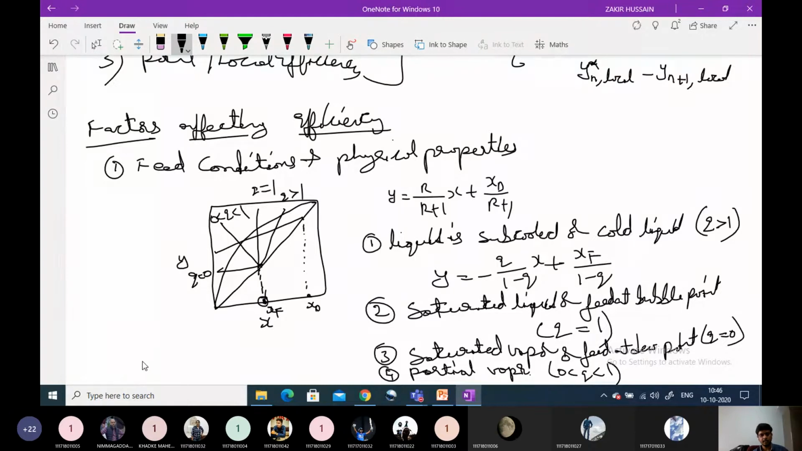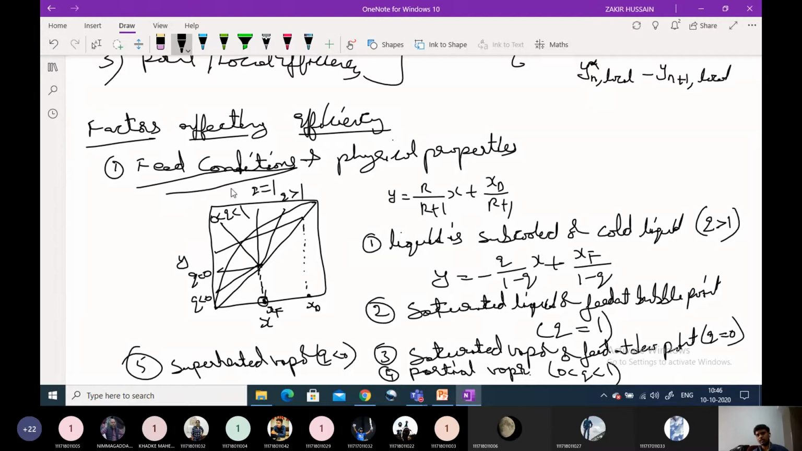Then the fifth feed condition is superheated vapor. The condition for the Q line is Q is less than 0. Then our feed line will be like this. Depending on this feed line, the number of plates will be influenced. Because of this influence on the equilibrium diagram, the efficiency will increase or decrease. So this is also one factor in evaluating the efficiencies. It will also depend on the feed conditions to a large extent.